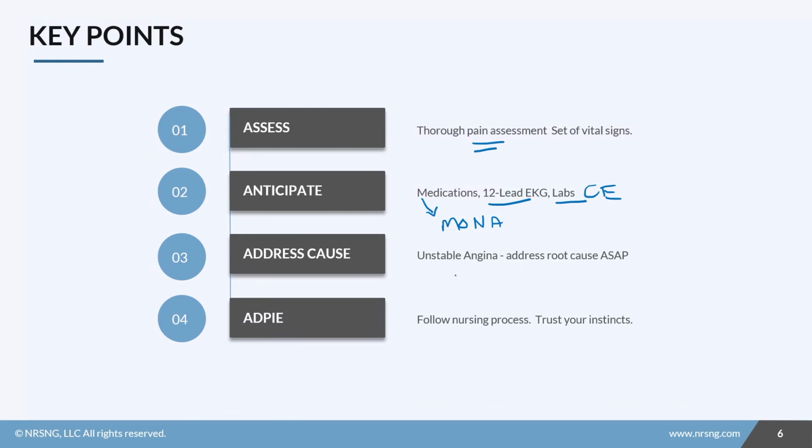Now, unstable angina is usually not responsive to the nitroglycerin. And so there's always something else going on. So we want to figure out what the cause is and take care of that. And as always, follow your nursing process. Assess, diagnose, plan, implement, evaluate. Trust your instincts. Be confident with which interventions need to happen first in order to get the best outcomes.